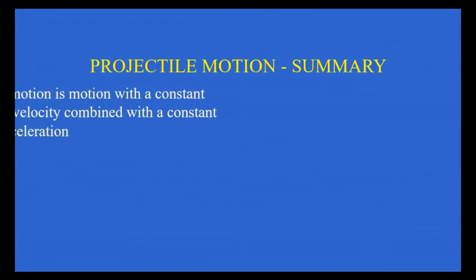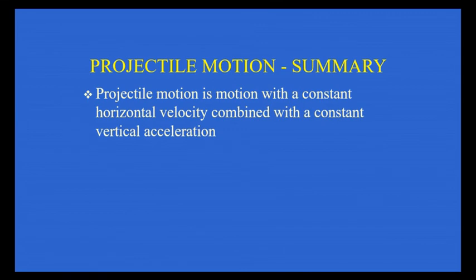Projectile motion summary. Projectile motion is motion with a constant horizontal velocity combined with a constant vertical acceleration, and the projectile moves along a parabola.